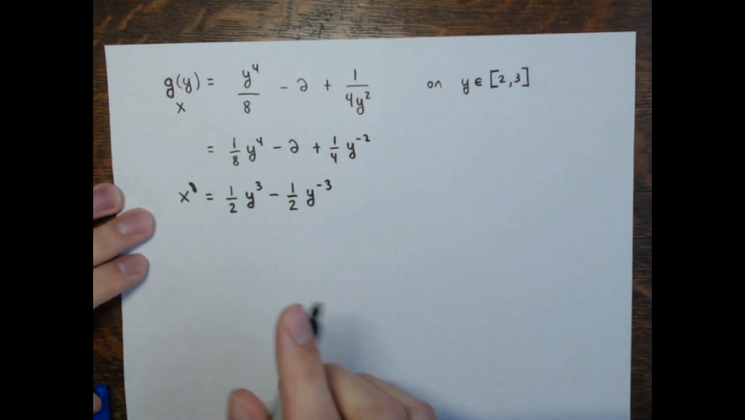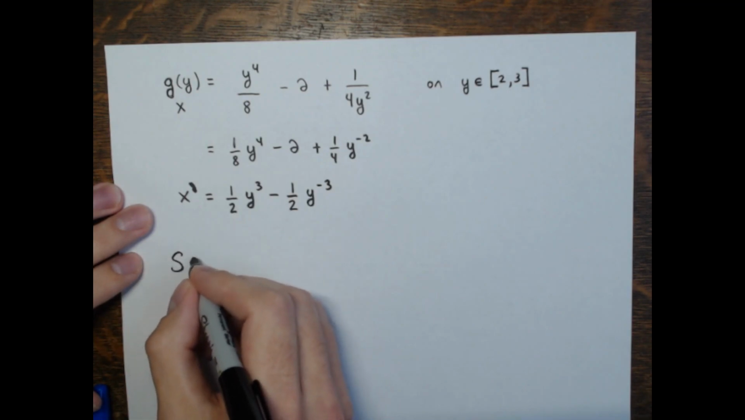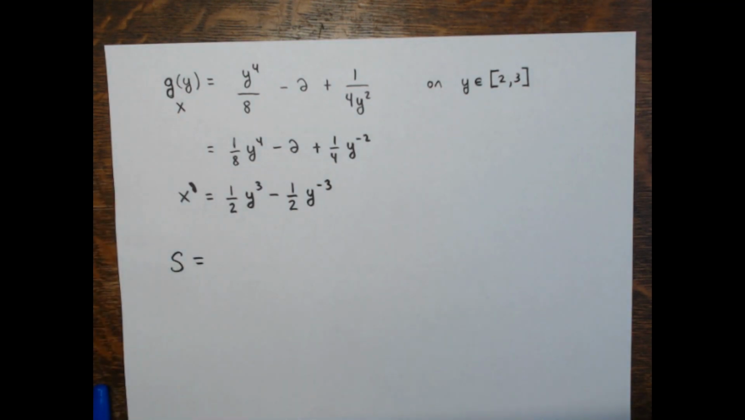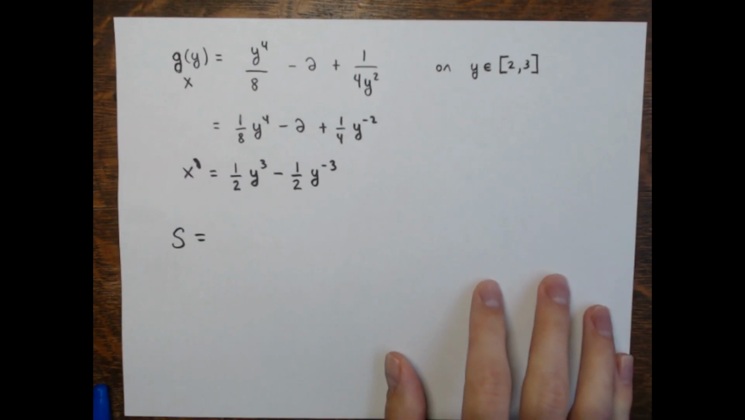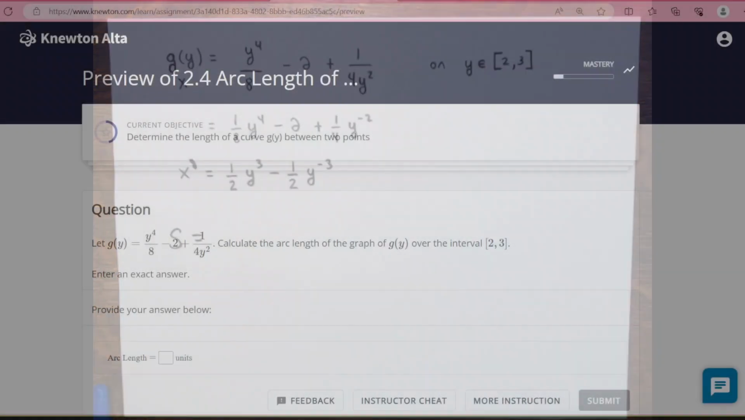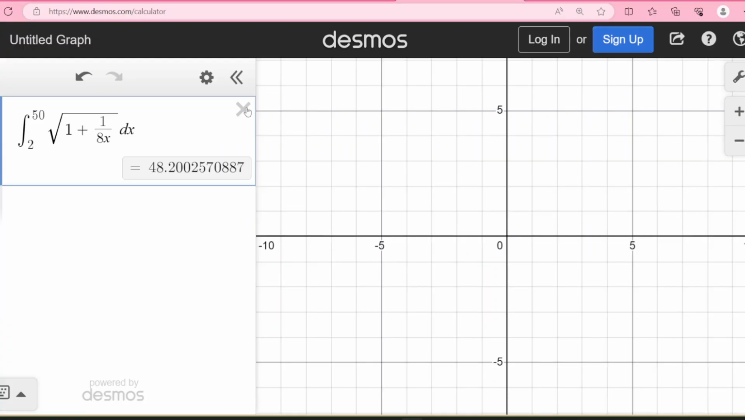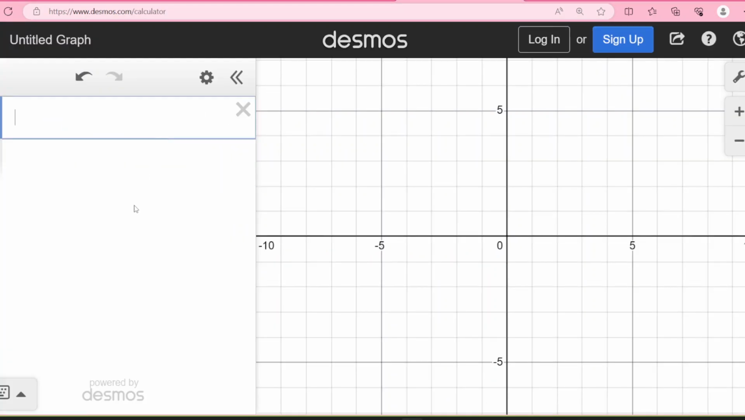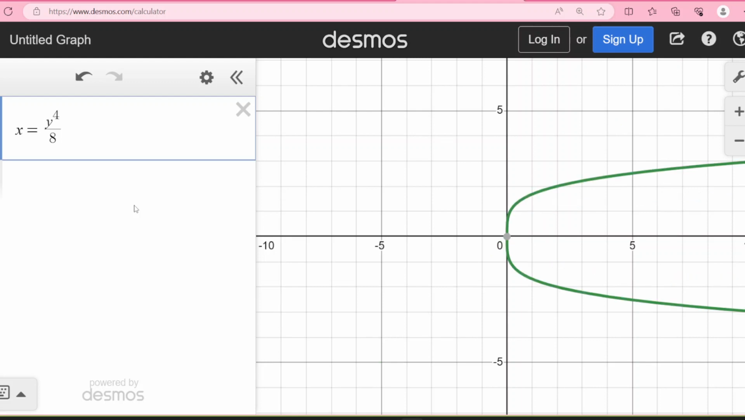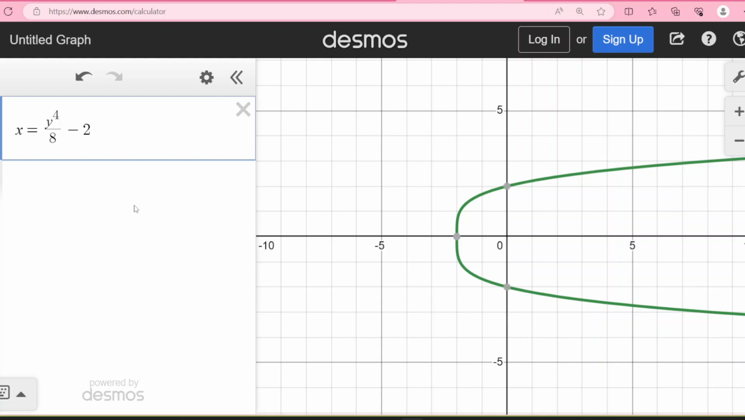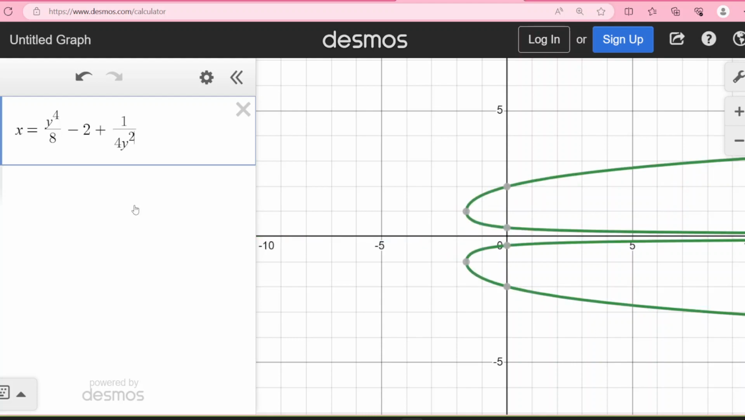Okay. So the length of the arc. Well, let's actually look at what this looks like, just real quick. Again, you don't have to draw the curves, but let's say you have a rough idea as to what it's looking like from a previous problem. So I'll enter the curve we were given, right? It's x equals y to the fourth over 8 minus 2 plus 1 over 4y squared.